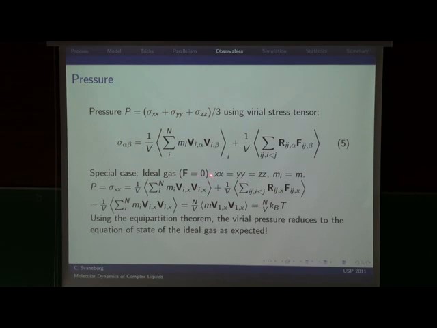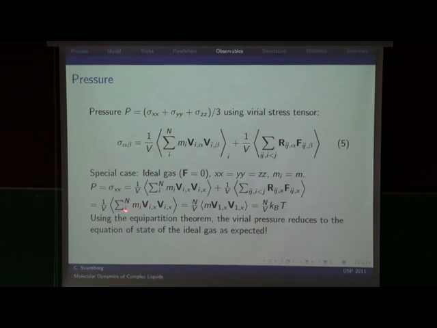If the force is equal to 0, we can say there is no difference between xx, yy, and zz, and I can assume all particles have the same mass. So the pressure is the average of these 3 components, but these 3 components are the same by symmetry. So I can say the pressure is just the xx component, which is this expression. But because the force is 0 in the ideal gas, this virial term drops out, and I get only this, which is essentially the kinetic energy.